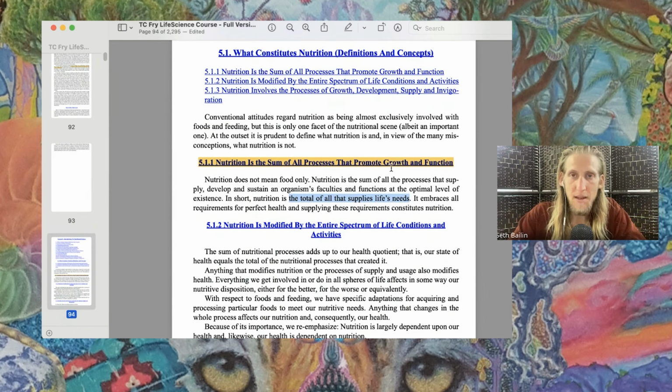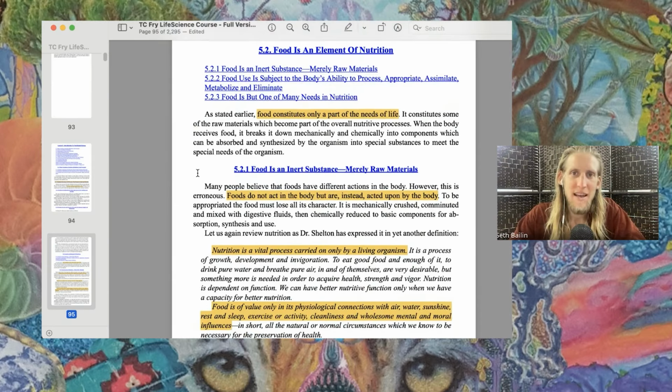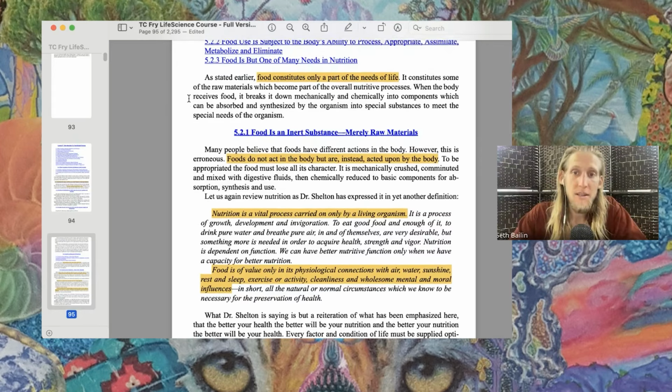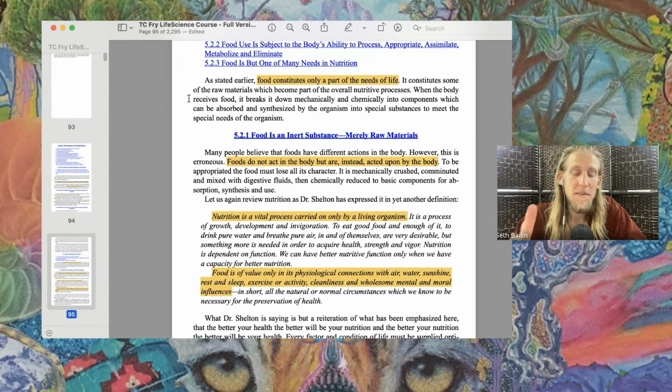So obviously, in this definition, there are non-food factors like human connection, energy and stress levels, air quality, things like that. And so food is a part of it, but it only constitutes a part of the needs of life. They do zoom in here a bit on food. Food is an inert substance. Foods, this is very interesting. This is a unique natural hygiene philosophy and part of the terrain model or terrain theory, you might say.